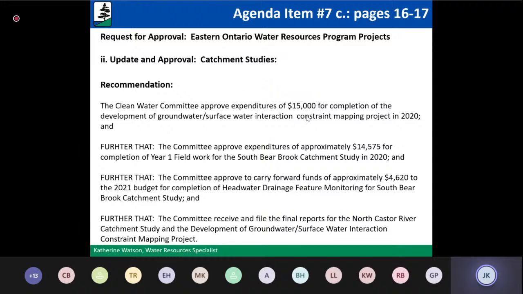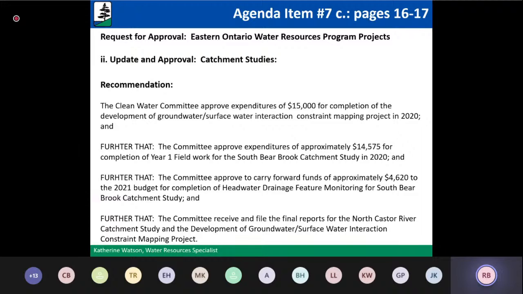So I'm looking for a mover. Madam Chair, before mover and seconder, I just noticed a typo. My apologies. The first resolution, the carryover for the groundwater surface water interaction, the amount says 15,000. It should be 3,124, and I'm missing the first piece of the resolution.